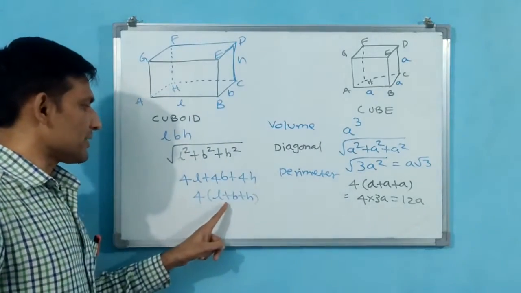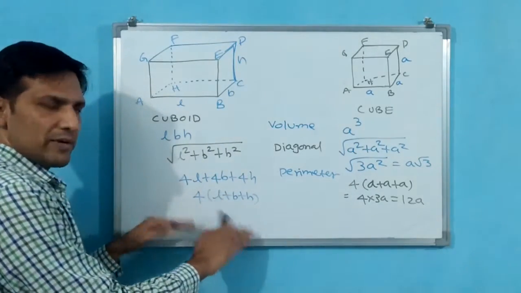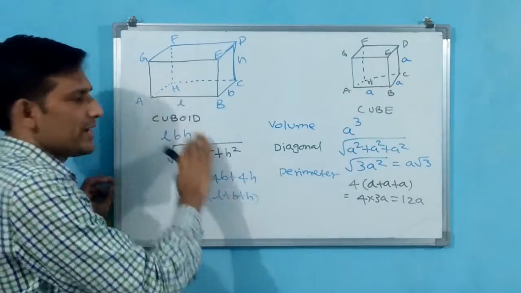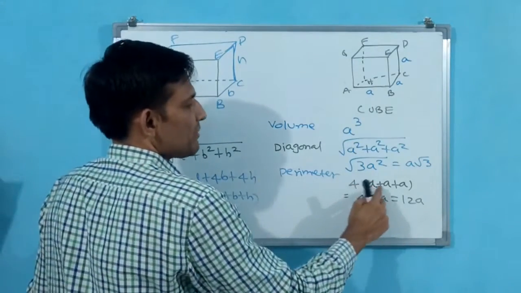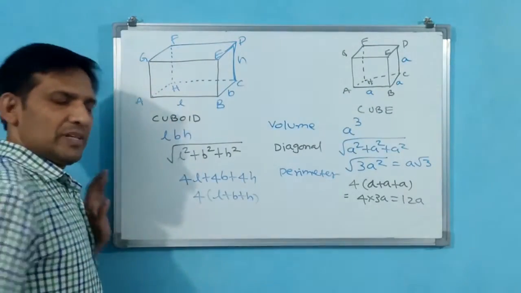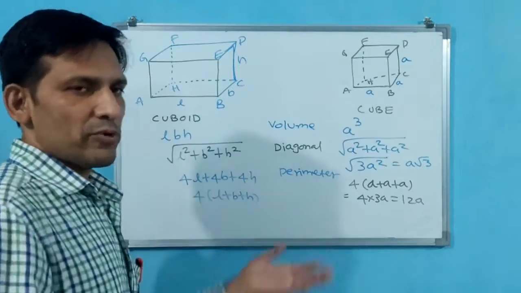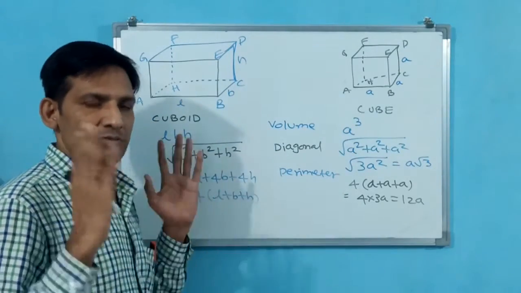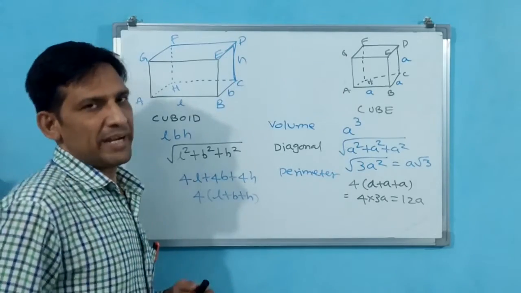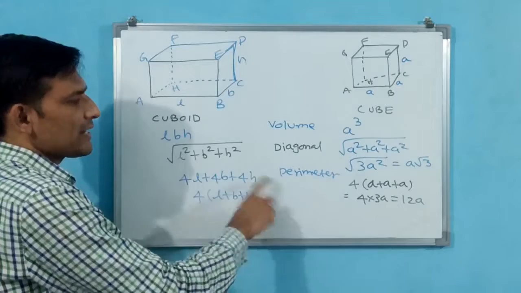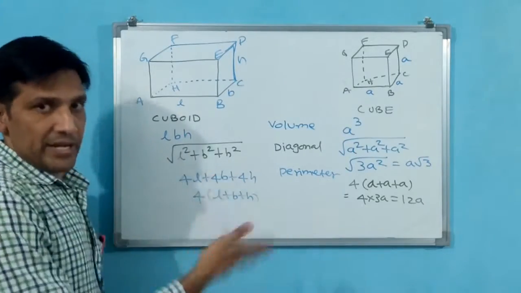Here 4 into L plus B plus H. You forget this: 4L plus 4B plus 4H is the perimeter for a cuboid. 4A plus 4A plus 4A is the perimeter for a cube. Like that you remember, 4A plus 4A plus 4A automatically is going to become 12A. Like that also, conceptually you have to remember in your mind. Okay. Now we have finished volume, diagonal and perimeter. Let us go to area also.